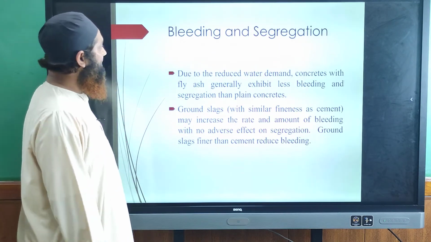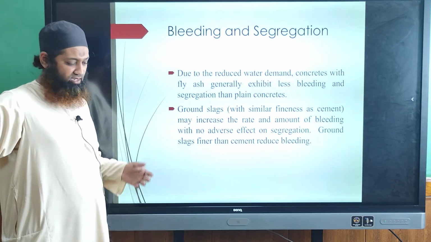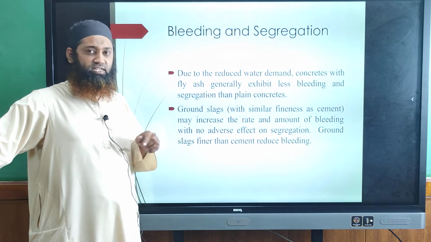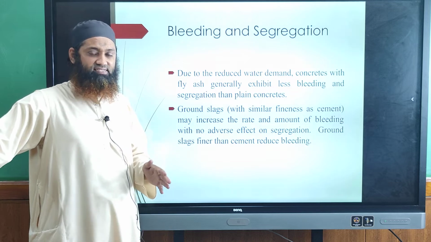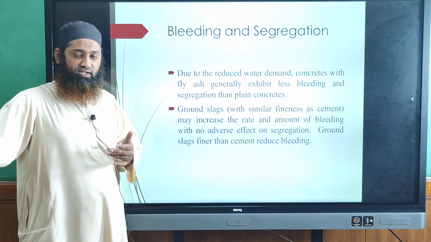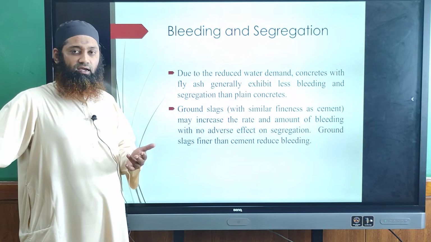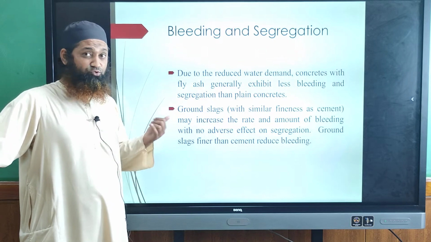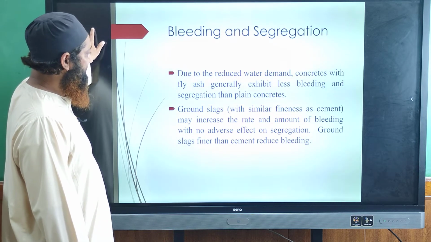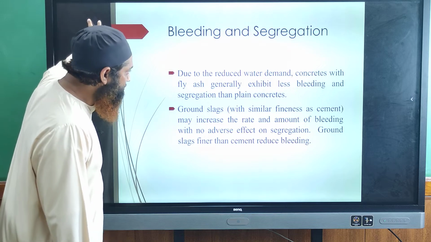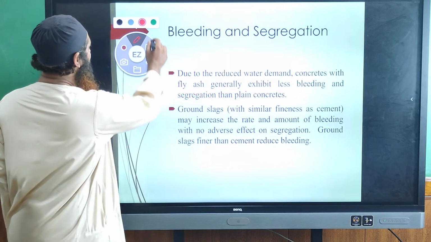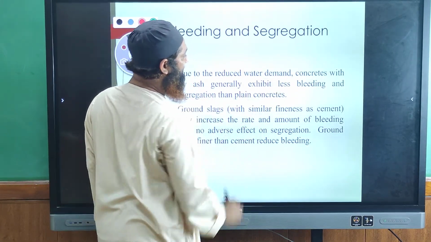Let us see the next, bleeding and segregation. When different materials are added, if proper mixing doesn't take place between those materials, then there are chances of bleeding and segregation. When we are replacing cement with different materials, we have to see how they perform in terms of bleeding and segregation. Due to reduced water demand, concretes with fly ash generally exhibit less bleeding and segregation. You can see the reduced water demand.